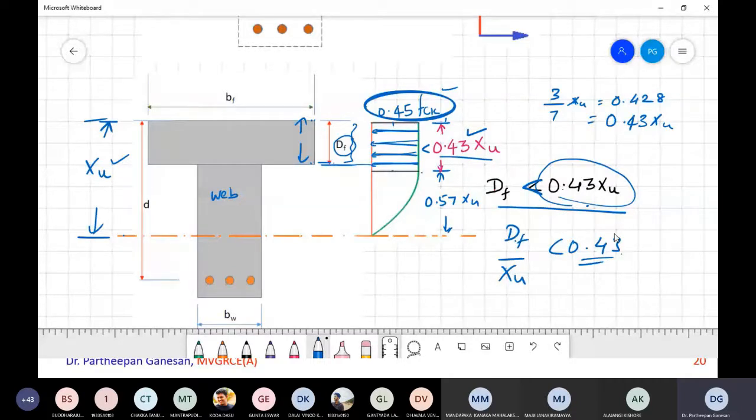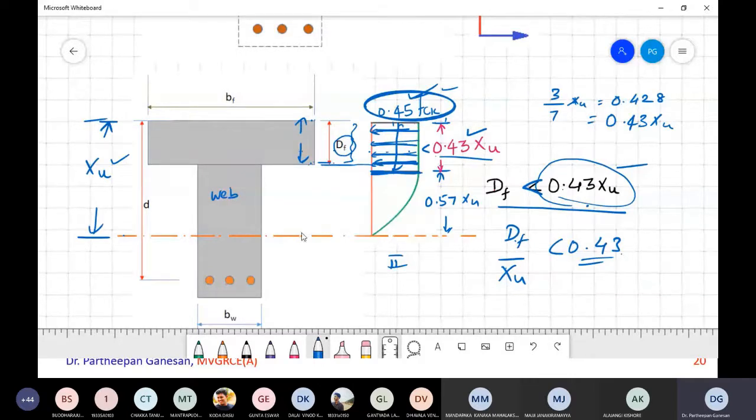That means Df is the thickness of the flange, and my 0.43 Xu is more than Df. This is where my rectangular uniform distribution is ending, and this height is more than Df. That means throughout this flange, my stress distribution will always be uniform, and the stress value is 0.45 fck. Is that understood? Anybody having any doubt? That is the second case.